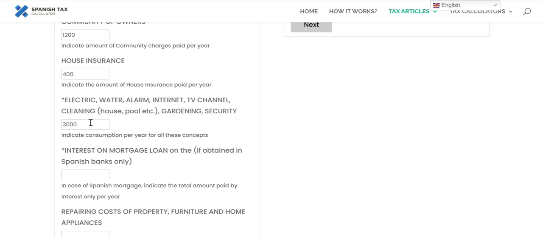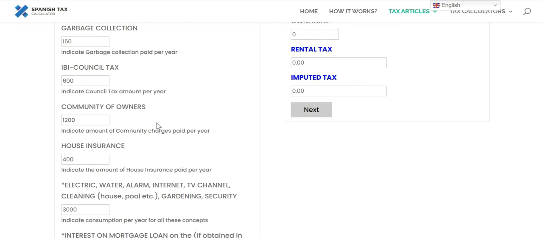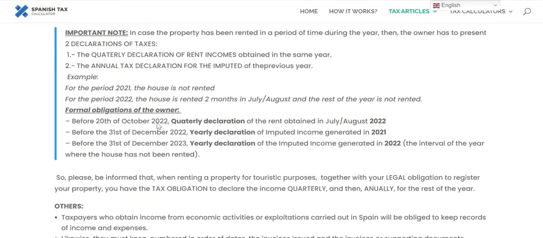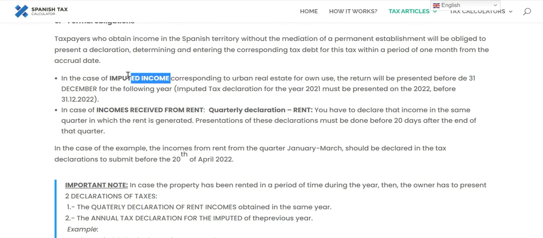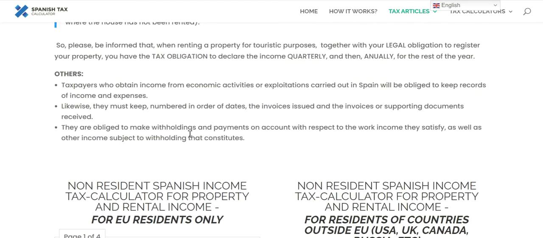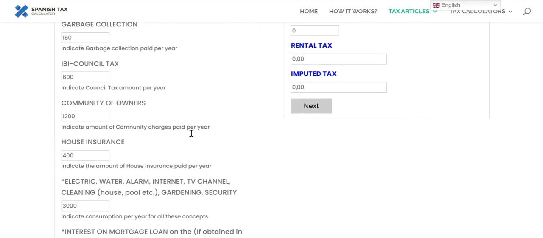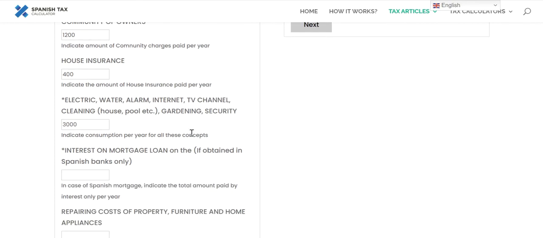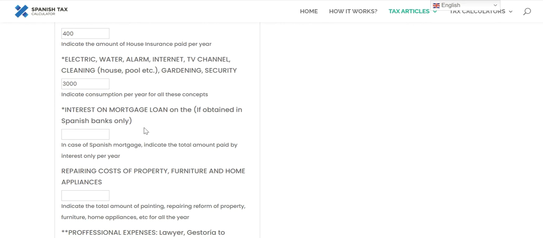Please include here the full amount, because you will see later that in our calculator we will prorate the consumption of these expenses. These expenses will not reduce the imputed income tax. It will not be considered for that. But these expenses will reduce the base of the tax in case of rent. And obviously, our calculator will consider specifically these expenses, and they will be prorated for the time in which the property is rented.